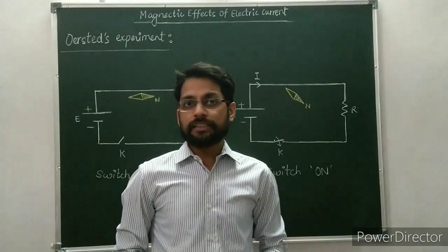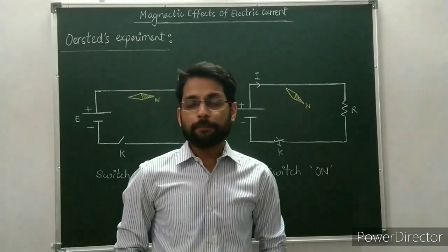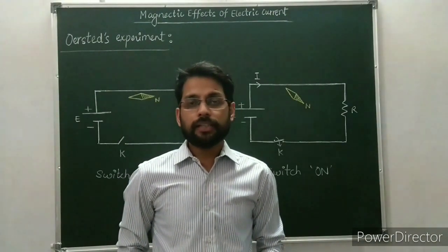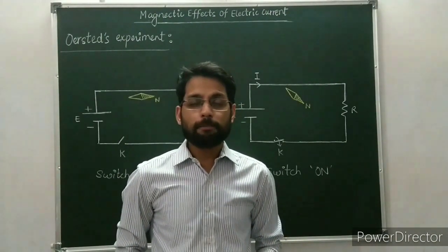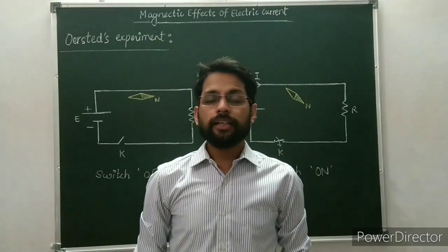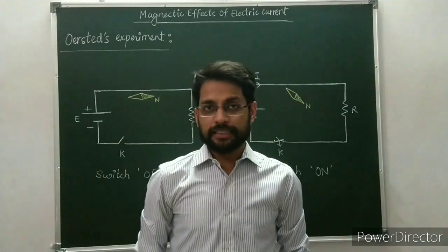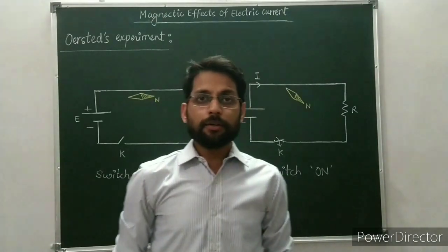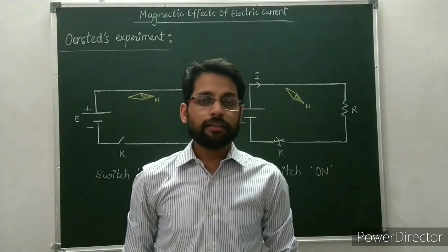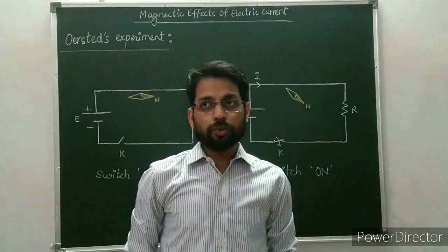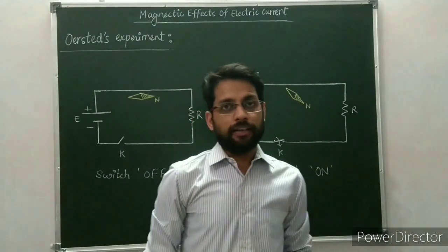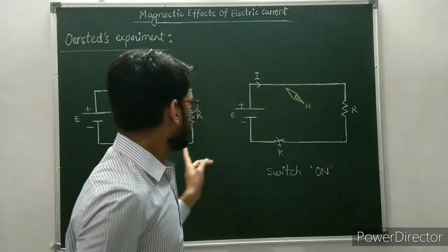So far, we have discussed the current electricity. Now we are going to enter a new world, that is magnetism or magnetic effects of electric current. In 1820, a great physicist, Oersted, observed in his experiment that a magnetic needle responds to the electric current in a wire, as shown in the figure.